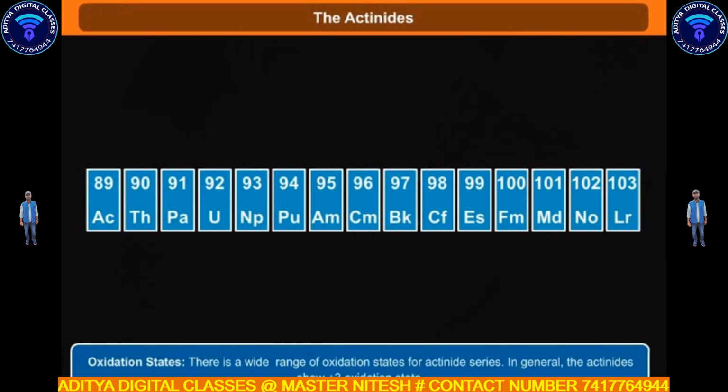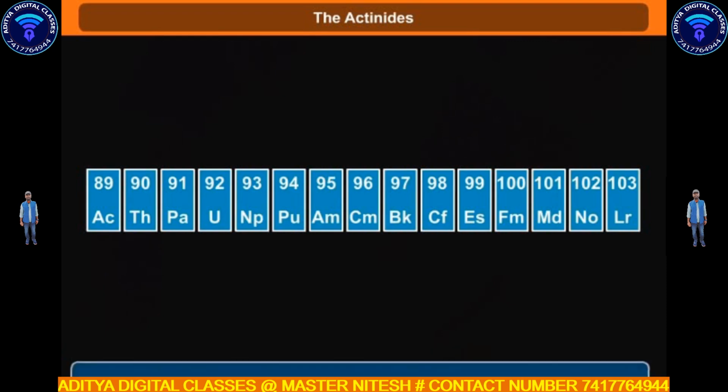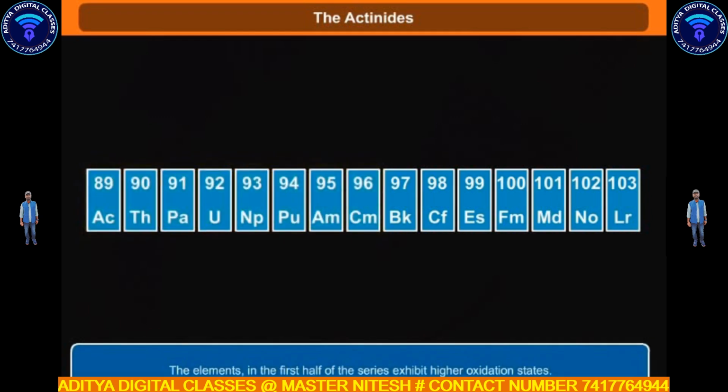Oxidation states. There is a wide range of oxidation states for actinide series. In general, the actinides show +3 oxidation state. The elements in the first half of the series exhibit higher oxidation states.